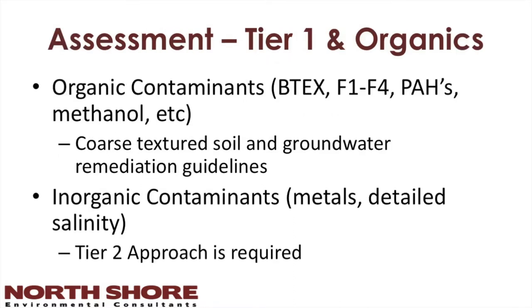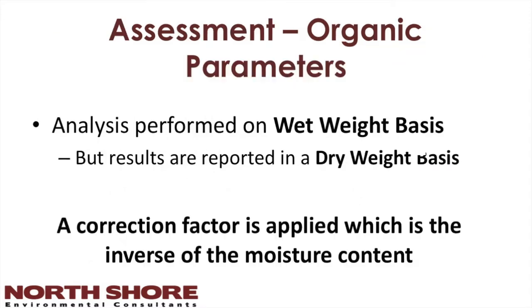So Tier 1 in the organics. Organic contaminants, BTEX, F1, F4s, PAHs, methanols. These are going to be initially applied to a coarse textured soil and groundwater remediation guideline. For inorganic contaminants, you need to look into it a little bit more. In some cases, you even have to use a Tier 2 approach.